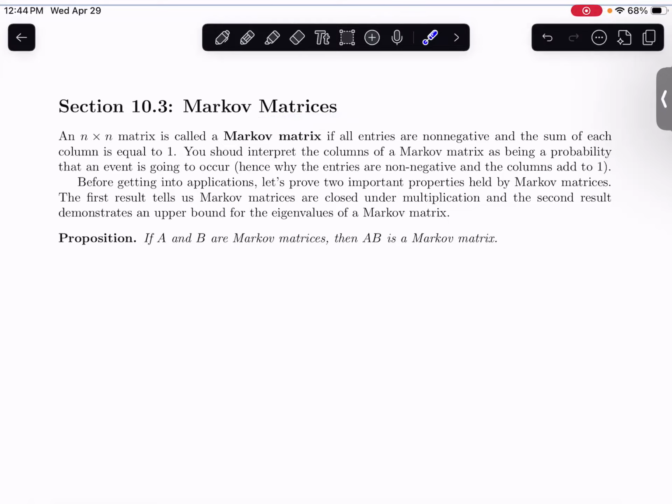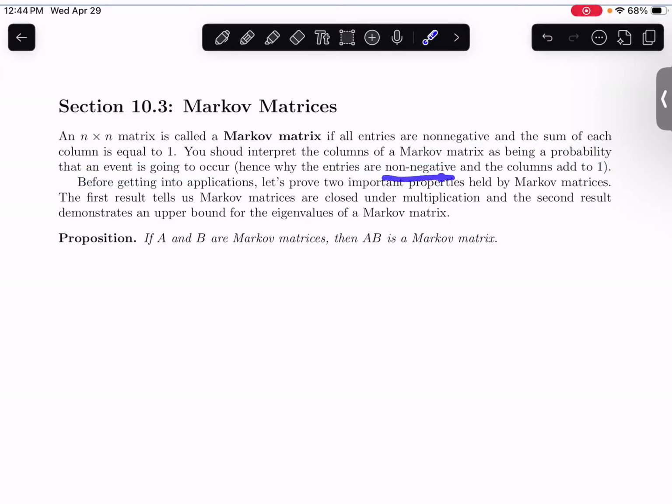It's a matrix that has some pretty strict rules set upon its entries. We're going to assume our Markov matrices are square matrices, so the number of rows and columns will always be equal to one another. The entries are always going to be non-negative. And the sum of each column is going to be equal to 1. The interpretation here is that you should interpret the columns of a Markov matrix as some sort of probability that an event is going to occur.